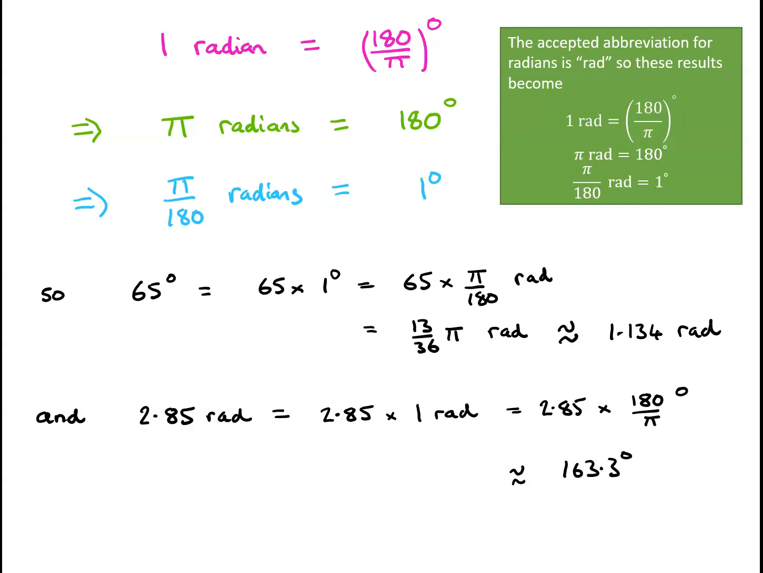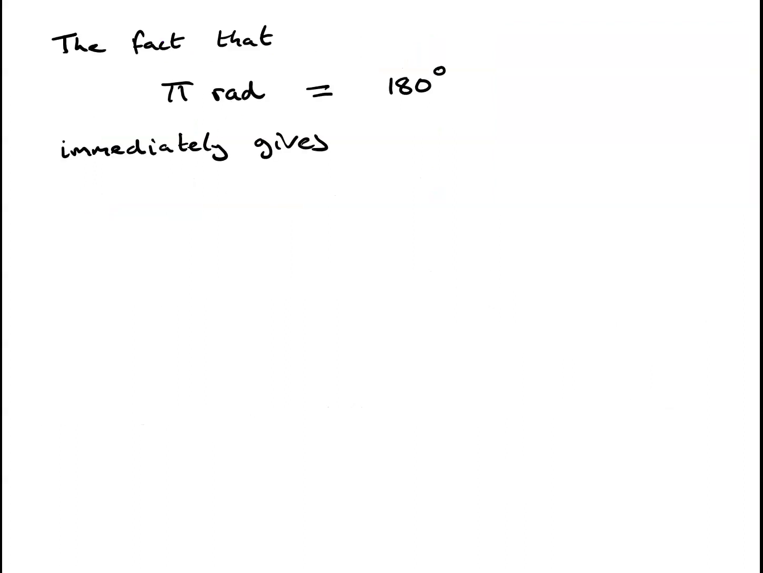So we know how to convert between degrees and radians, and vice versa. The fact that pi radians is exactly the same thing as 180 degrees immediately gives me some important exact results.